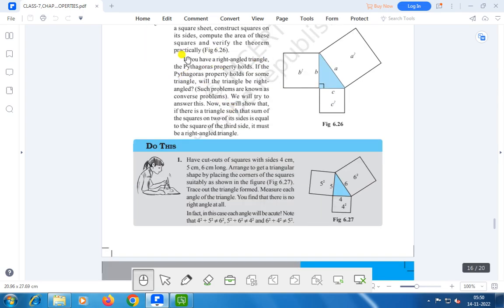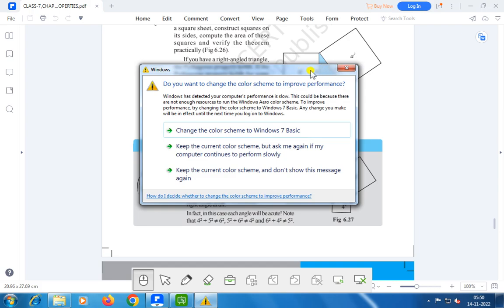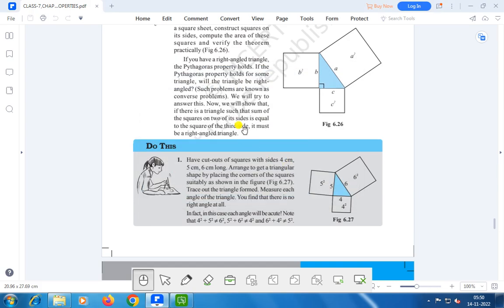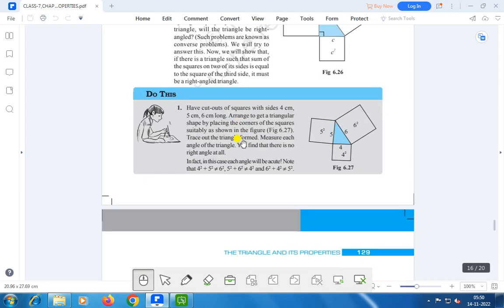If we have a right angle triangle, the Pythagoras property holds. If the Pythagoras property holds for some triangle, will the triangle be right angled? That is yes. We will try to answer this, but now we will show that if there is a triangle such that the sum of the squares on two of its sides is equal to the square of the third side, it must be a right angle triangle. The opposite is also true.